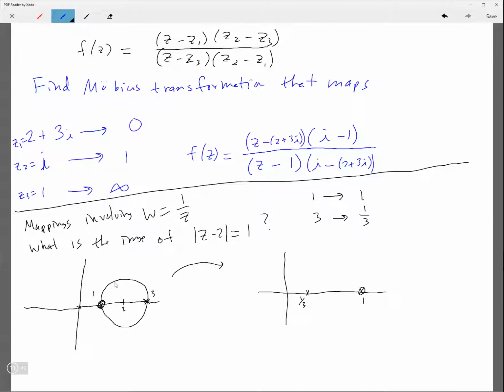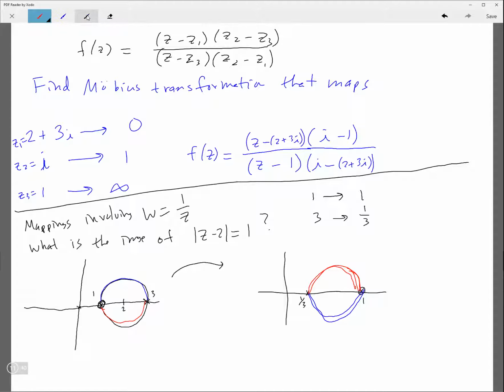Whatever this top part here maps to is going to be the reflection of this part, just because this is symmetric over here, and then the reciprocal is going to maintain that symmetry. So that means that this top part has to map to the bottom part of the circle here. This is going to be a circle. This top part of the circle maps to the bottom part, and the bottom part of the circle is going to map to the top part. Okay, so that's supposed to be a circle, but oh well.